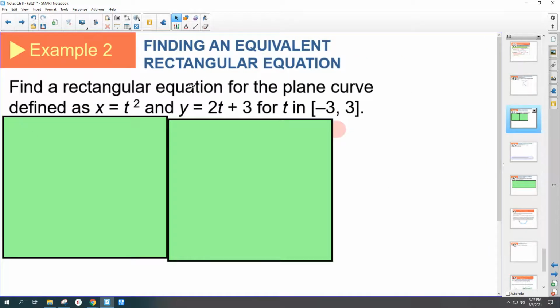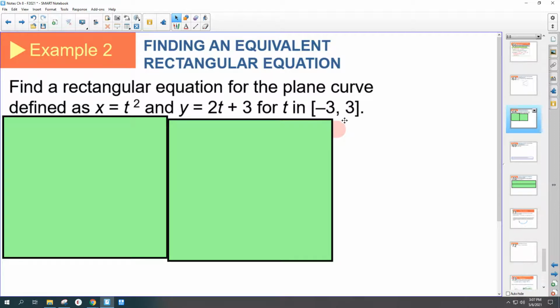Example 2, find a rectangular equation for the plane curve defined as x equals t squared and y equals 2t plus 3. So it's the same numbers and everything, but they want a rectangular equation. Now remember, rectangular means x and y. So we want our equation to have x's and y's in them, but no t's.